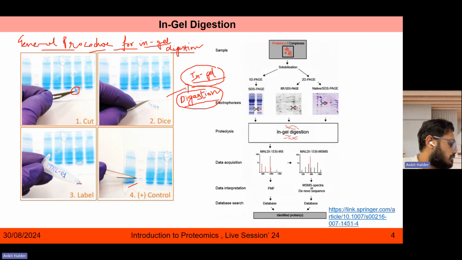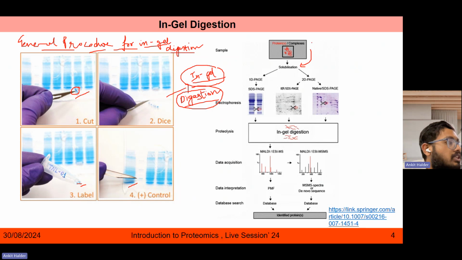So this is for the gel register, right? So now if we get for this particular thing, that is if you do this, we can get it. Now this is a simple workflow that we see for the protein and complexes.